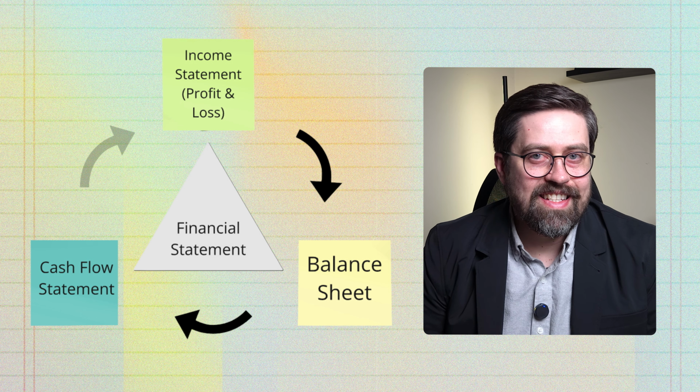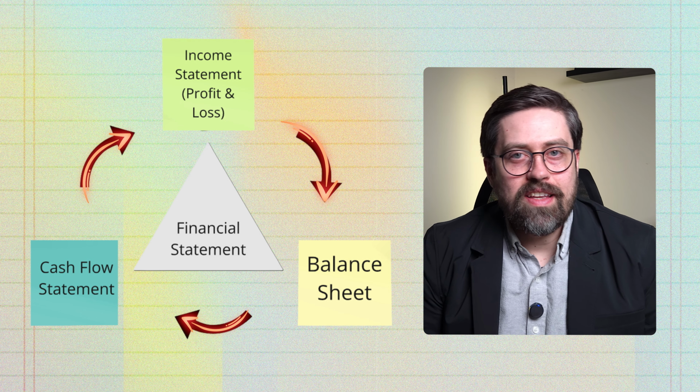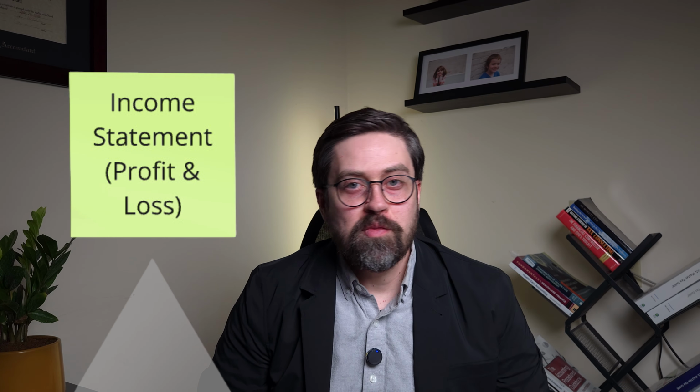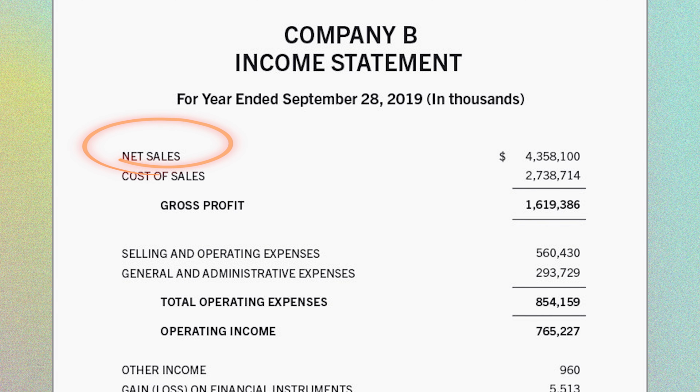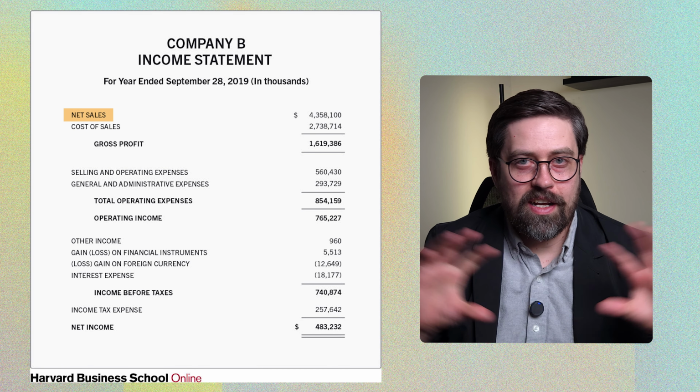So think of them working together like this. When you get paid by a client, that money hits all three statements in different ways. Let me show you how. Let's start with the profit and loss. You're familiar with the first part, sales. You bill a client and they give you money. It's simple, right? Generally, we call that top line revenue.